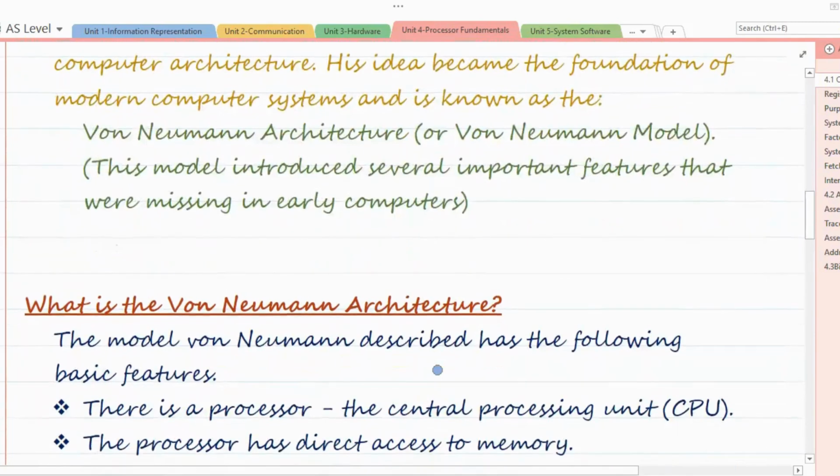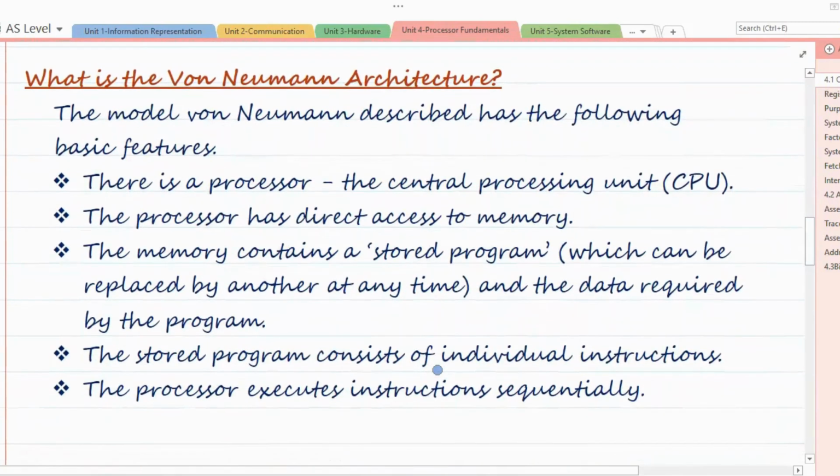Now, what is the von Neumann architecture? According to von Neumann, a computer should have a processor, which we call the central processor, or CPU, and the processor should have direct access to memory. Memory contains a stored program which can be replaced by another at any time, and the data required by the program. The stored program consists of individual instructions, and the processor executes instructions sequentially.